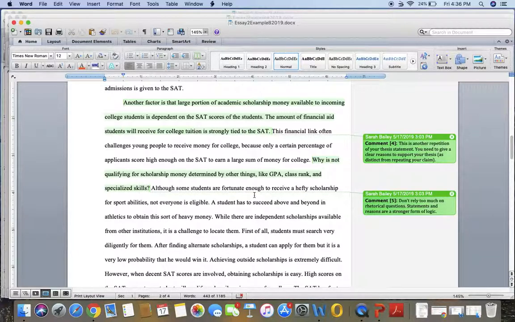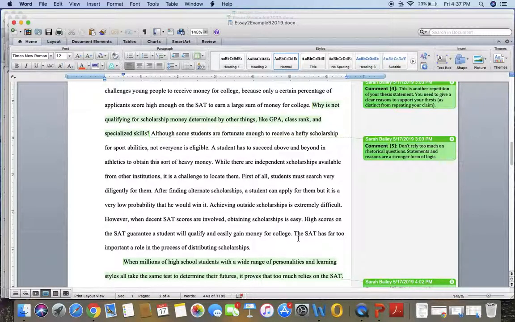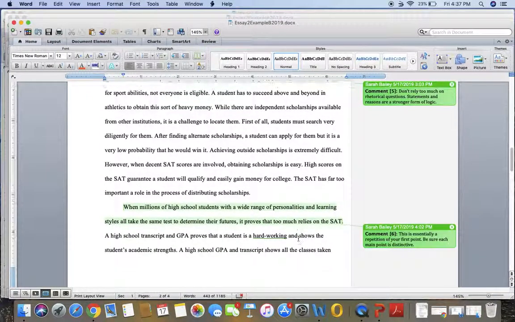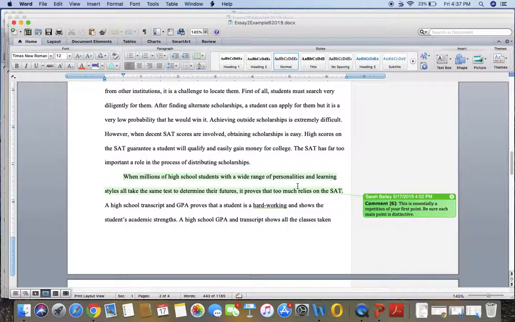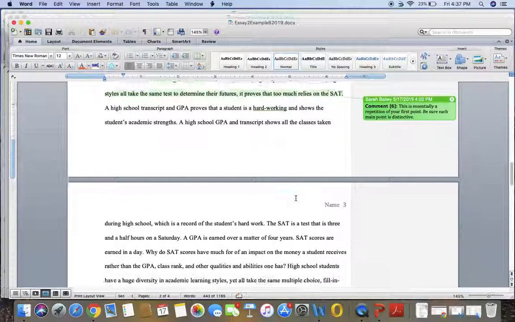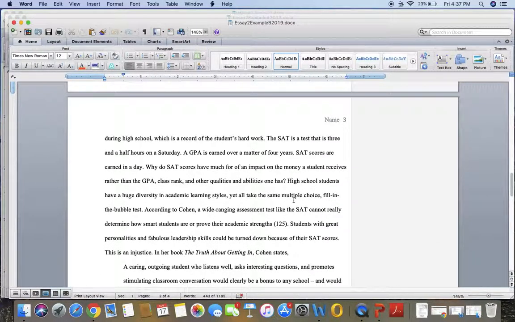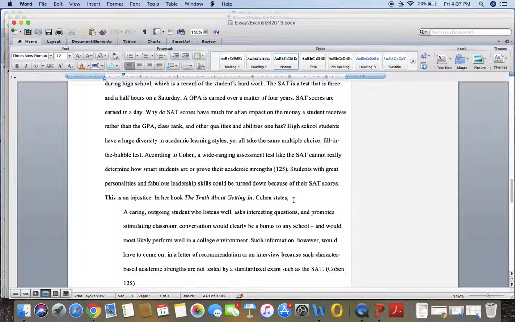It would be much stronger for him to actually say, scholarship money should be determined by GPA, by class rank, by specialized skills. And here's why. So don't rely too much on rhetorical questions. Every once in a while you can use one, maybe in an introduction or a conclusion, but you want to avoid especially overusing them within your argument. Stick to actually using solid support. And then again, another repetition, just repeating information. So just make sure you're not spinning your wheels as far as your reasons. Each paragraph needs to be distinctive.